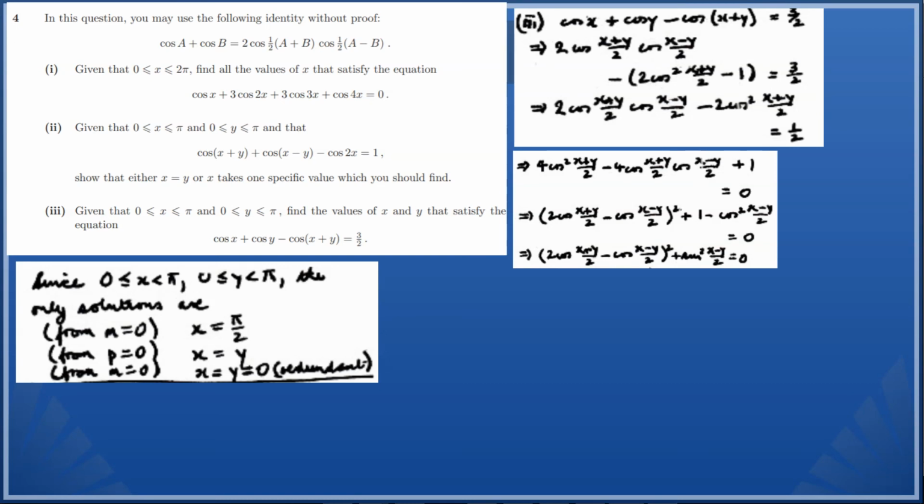And now what we can do is multiply both sides of the equation by 2 to get rid of the denominator on the right hand side of the previous equation, and then we can bring that over to the other side to get 0 on the right hand side. So that 4 cos squared((x plus y)/2) minus 4 cos((x plus y)/2) times cos((x minus y)/2) plus 1 equals 0.